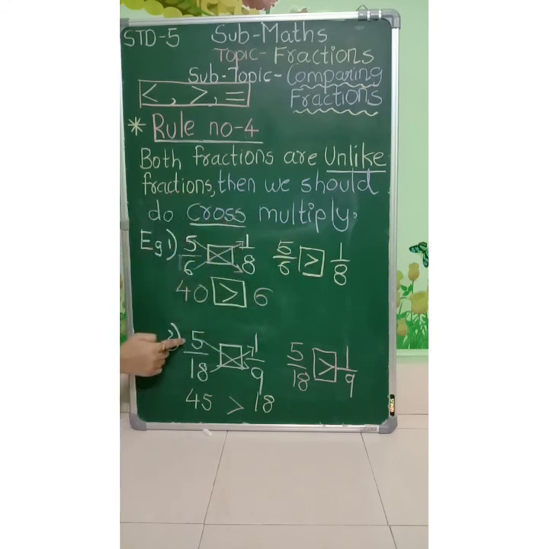Okay. Now 5 upon 18 and 1 upon 9. Start the cross multiply with the numerators: 5 9s are 45, 18 1s are 18. So which number is greater? 45. So 5 upon 18 is a greater fraction than 1 upon 9. So students, all of you understood rules number 1, 2, 3 and 4. You have to see all the rules and compare the numbers.